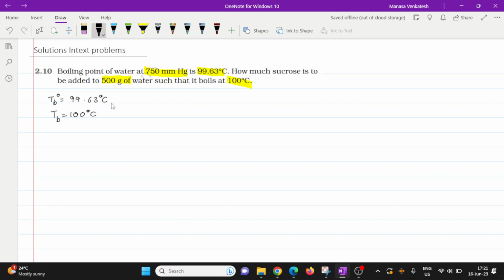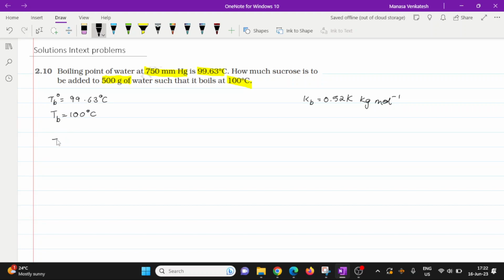So first of all, if you notice, the units over here are in Celsius. We cannot use this because the value of Kb, which we will definitely use for this particular question, for water is Kb equals 0.52 Kelvin kilogram per mole. And you cannot cancel Kelvin and Celsius. Not going to work. So we are going to first convert the TB naught and TB from Celsius to Kelvin, and then go from there.